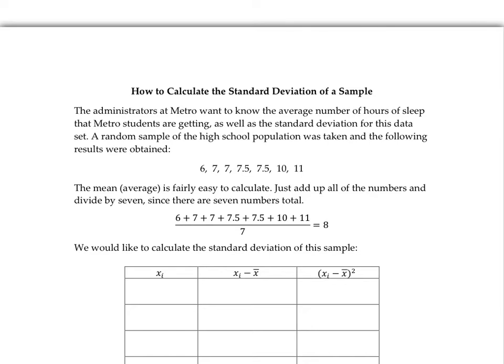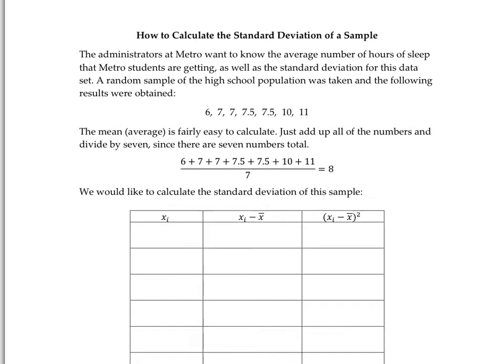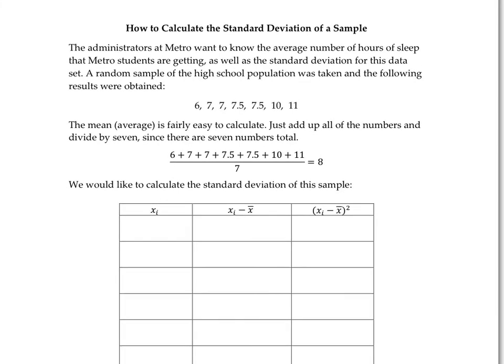The administrators at Metro want to know the average number of hours of sleep that Metro students are getting, as well as the standard deviation for this data set. A random sample of the high school population was taken, and the following results were obtained. So we've got 7 data points here: 6, 7, 7, 7.5, 7.5, 10, and 11. The mean here, most of you have covered this before, is just the average. You add everything up and divide by the number of points.